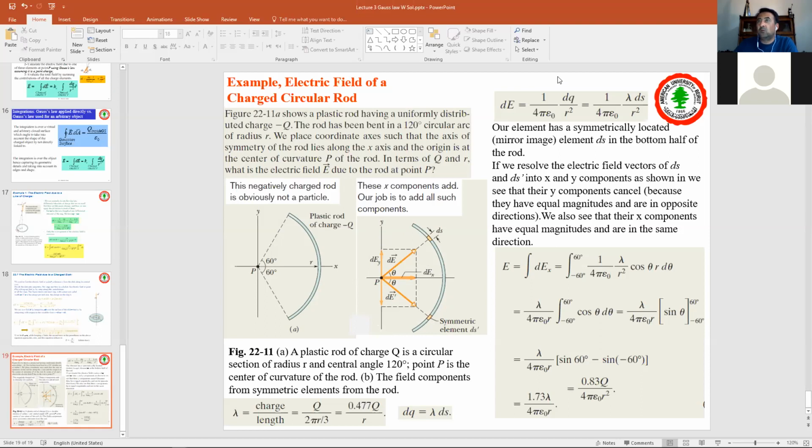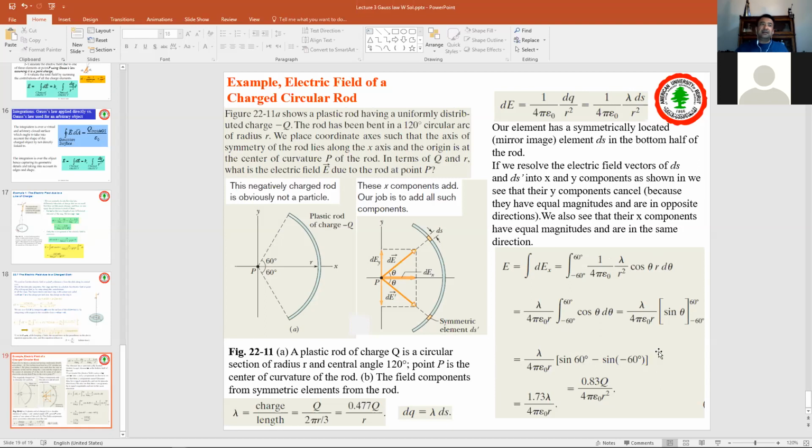So what's dEx? My electric field is equal to the integral of dEx from minus 60 degrees to plus 60 degrees, with 1 over 4 pi epsilon 0, and dq is equal to lambda ds. And we can replace ds, which is going to be equal to r d theta, as it's shown here. This is my ds. So we will come back to that if you want next time. And I'm able to solve my problem to obtain this value here.